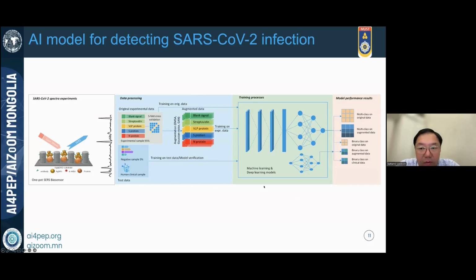So the third model is the deep learning model, which is the training process here. And the last one is the binary and the multi-classification as the result. So let's talk about one by one.